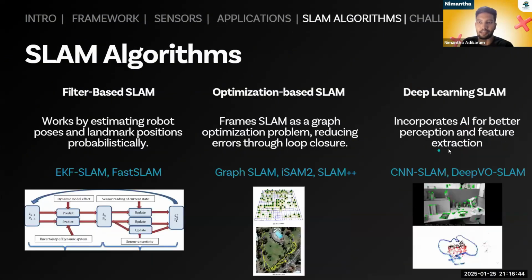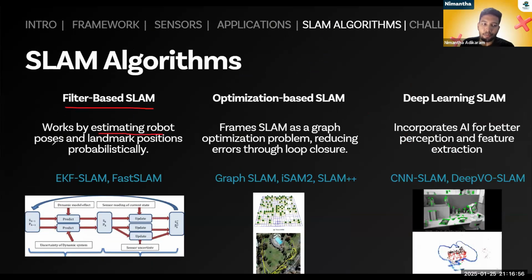Then, what are the SLAM algorithms currently in the world? As I explained in the earlier slides, we have filter-based SLAM, which estimates the robot poses and landmark positions probabilistically. We use probability to estimate the robot poses and landmark positions. The famous ones are EKF SLAM, extended Kalman filter SLAM, and FastSLAM. There are so many examples, but I chose only two of them.